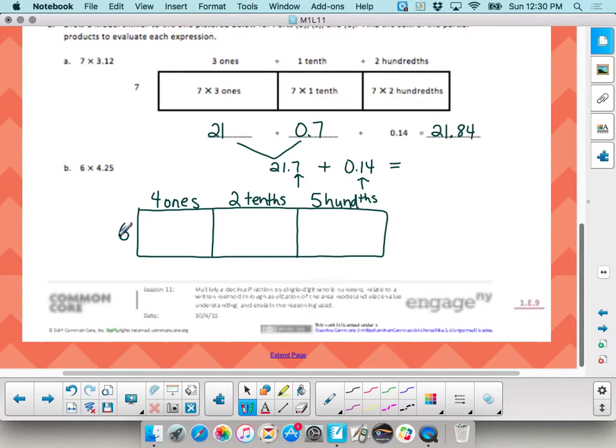6 times 4. Now I notice the model above writes the problem 6 times 4 ones. Then you can write the answer below. 6 times 2 tenths. 12 tenths. I would write that as 1 and 2 tenths. And then 6 times 5 hundredths.